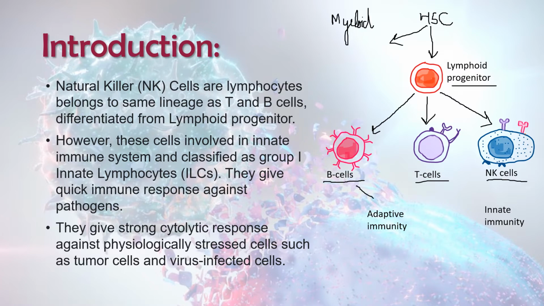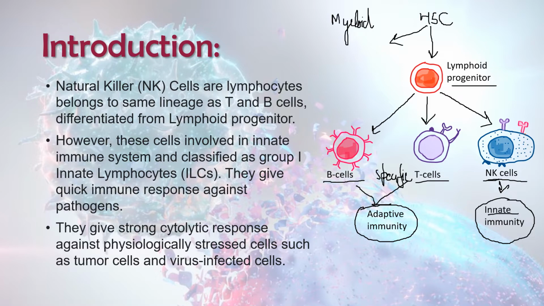The B cells and T cells are involved in adaptive immunity or acquired immunity, whereas NK cells are involved in innate immunity. The B cells and T cells are very specific towards their antigens. But in the case of NK cells, as they are innate immunity, their main motto is to kill the cells which are abnormal or infected. So they are not as specific as B cells or T cells.